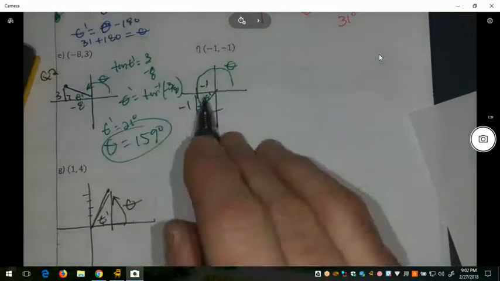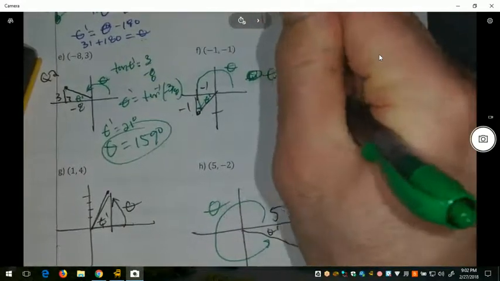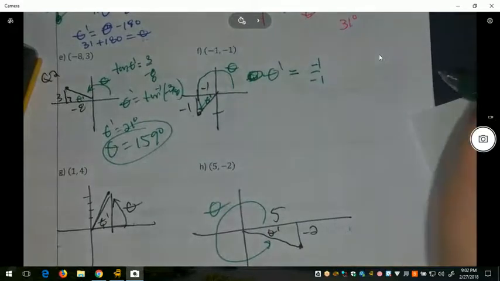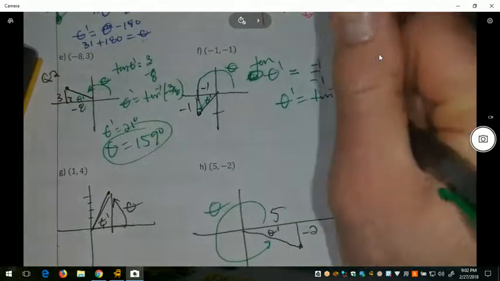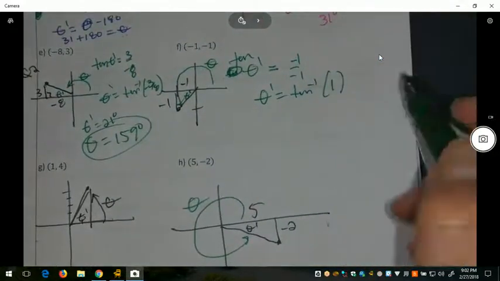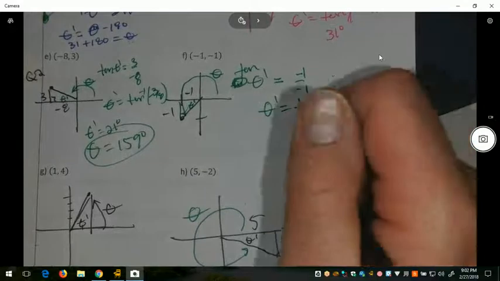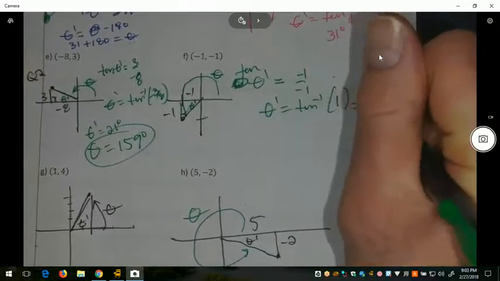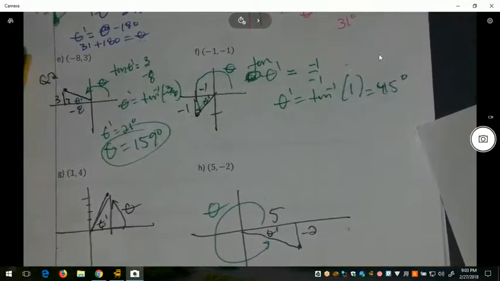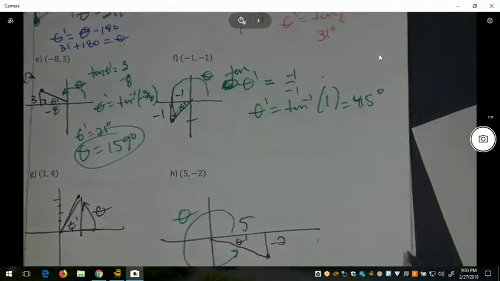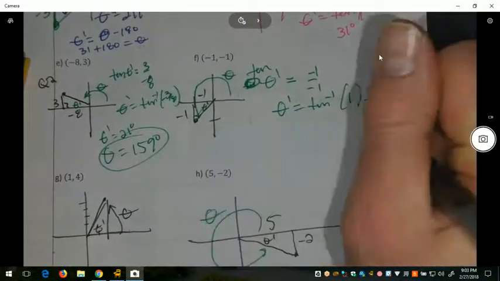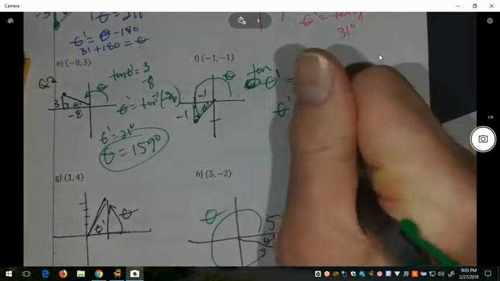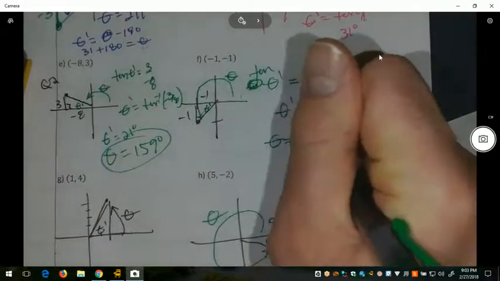For letter F, we have back 1, down 1. So the tangent of theta prime is negative 1 over negative 1, which is 1, which means that theta prime is tangent inverse of 1. We should know this because it is one of the special angle ratios. It is 45 degrees. But if you didn't know that, you could do that in your calculator. Tangent inverse of 1 will give you 45 degrees. Well, that's in addition to the 180. So add 180 to it, and you get 225 degrees for theta.